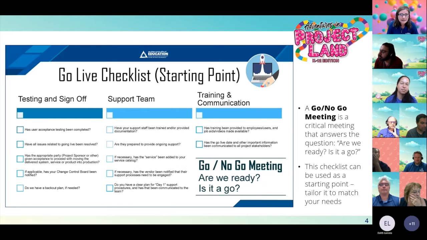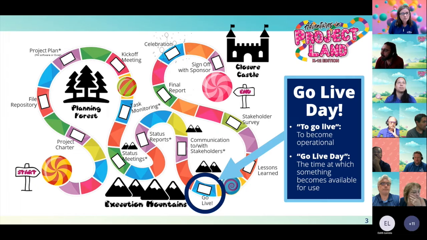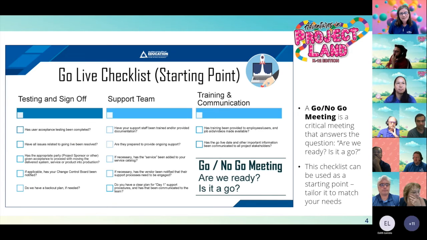We were shared this yesterday in the County Office EPMO toolkit. It's the go live checklist. In here, we're just going to cover a couple sections: testing and sign off, your support team, and training communications. So a go, no go meeting is a question that you ask your team or of each other. Are we ready? Is it a go? And if you've done all of the road map here, did your project charter, your file repository, this decision over here should be fairly easy. And if you have a project manager that's ready to communicate that yes or no, you should be good.